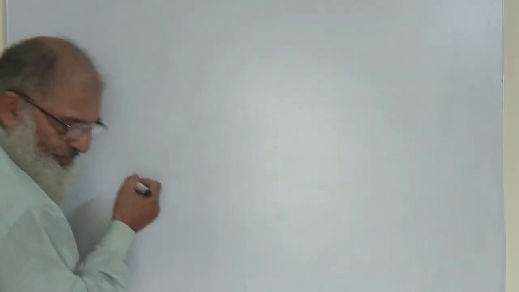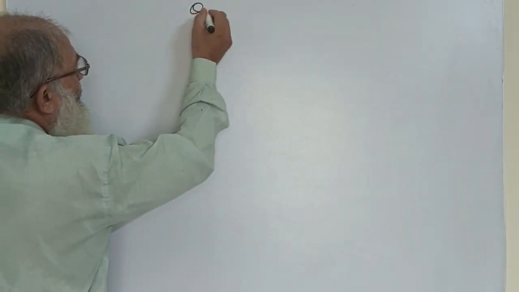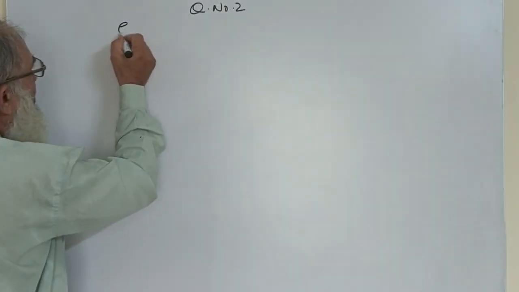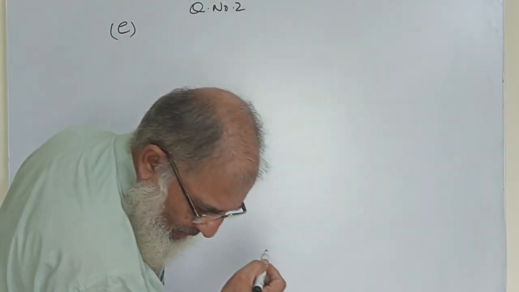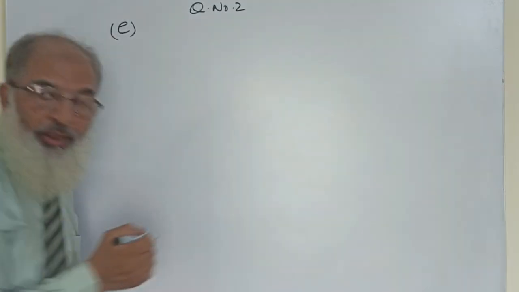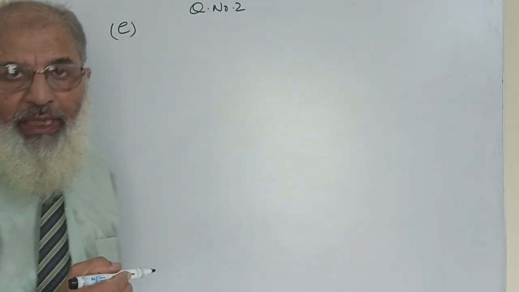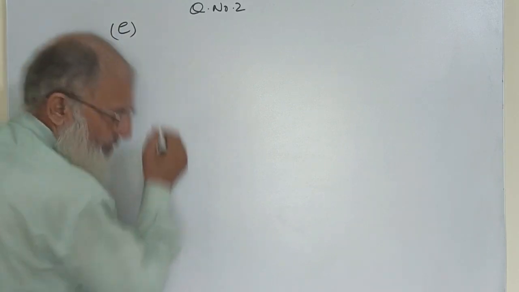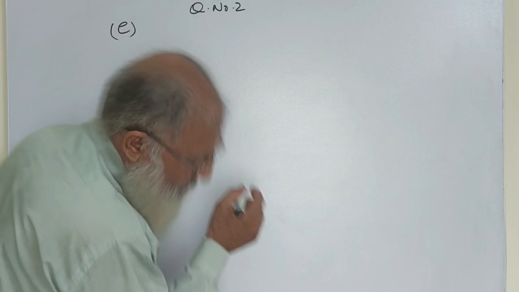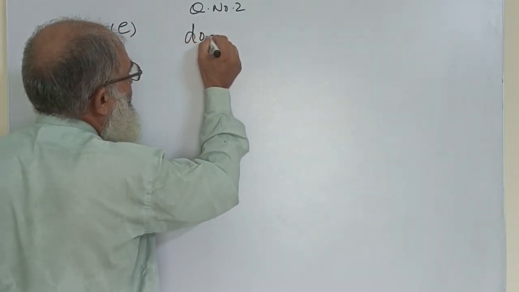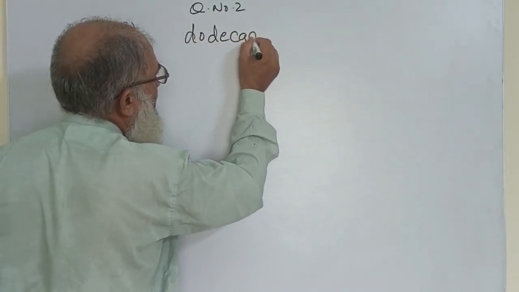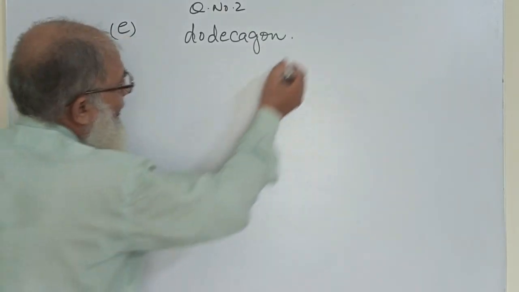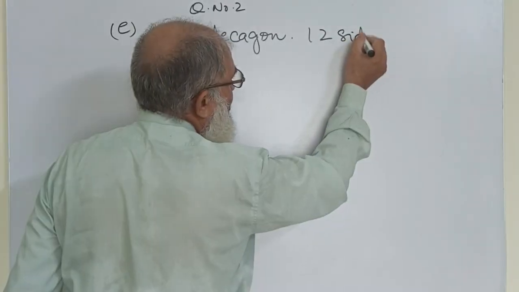Now question number 2, and the part I am going to take is E. The figure is dodecagon. Dodecagon means a total of 12 sides. It is called dodecagon, and it is a figure of 12 sides.